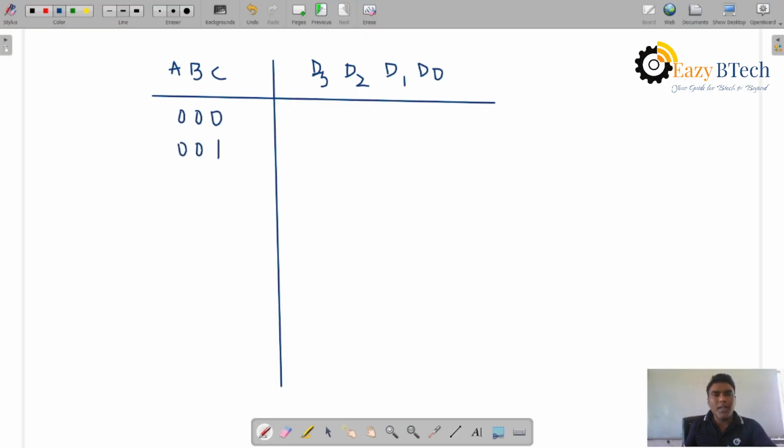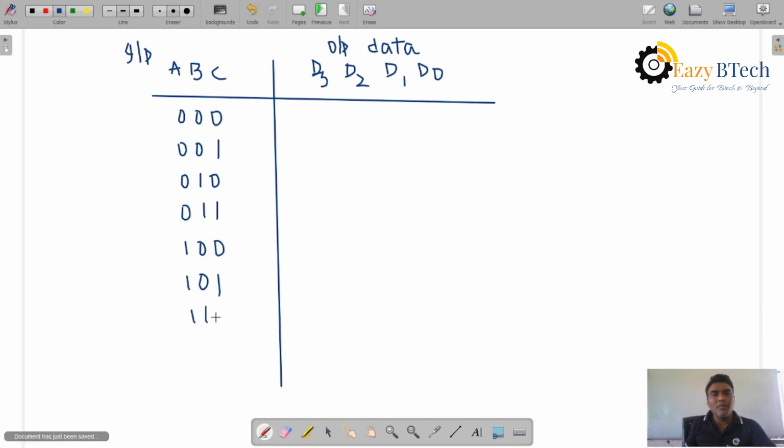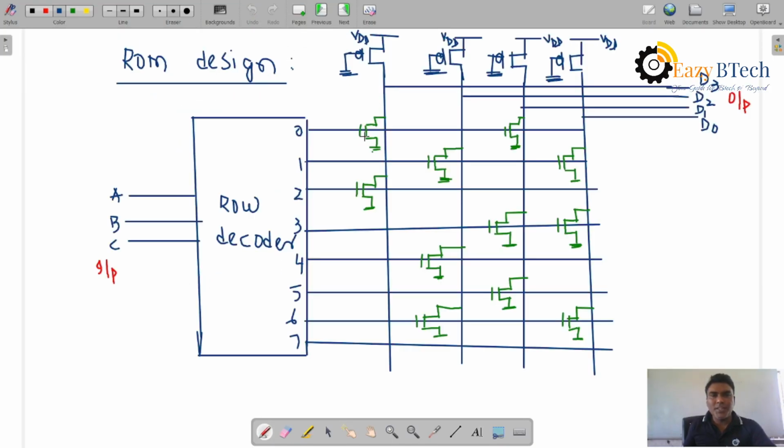We have 000 as the input address lines. The output data is stored in the transistors, permanently stored at each address location. It is a 3-bit address location: 000, 001, 010, 011, 100, 101, 110 and 111. Okay, so let us see this one. 000 means what is this?